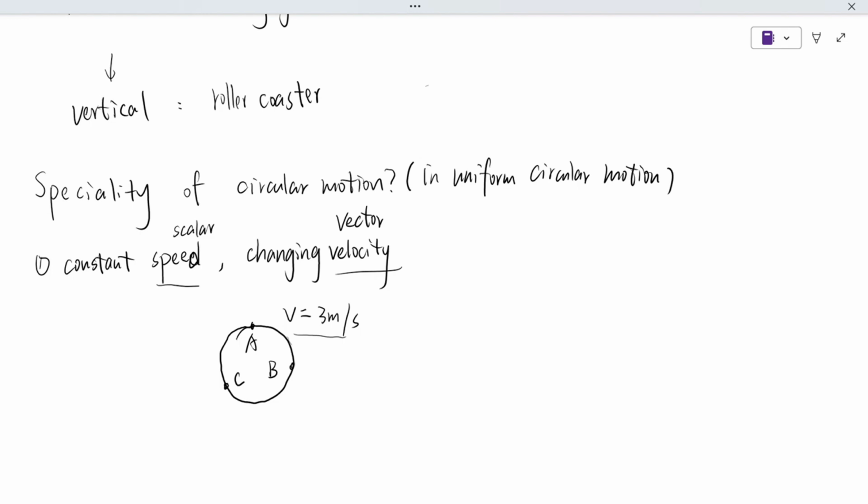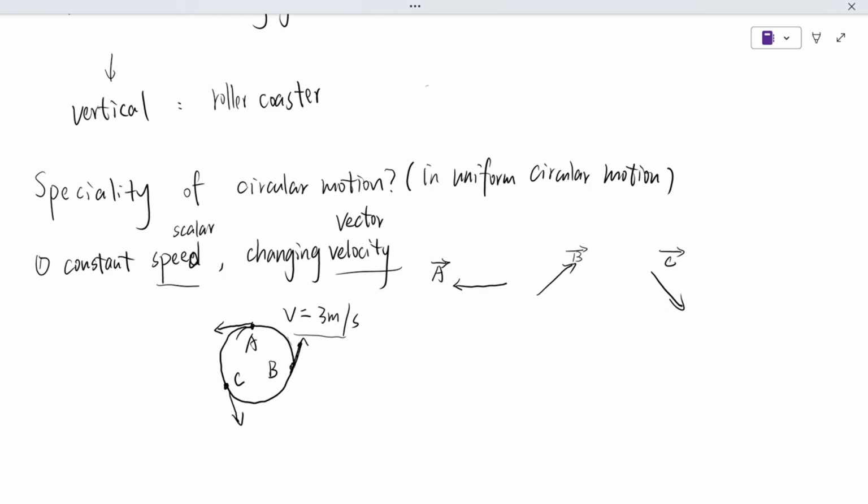At point A, the velocity is pointing that way. At point B, it's going that way because it's going counterclockwise. At point C, it is going that way. Let's pull these three vectors out. This is vector A. This is vector B. And this is vector C.